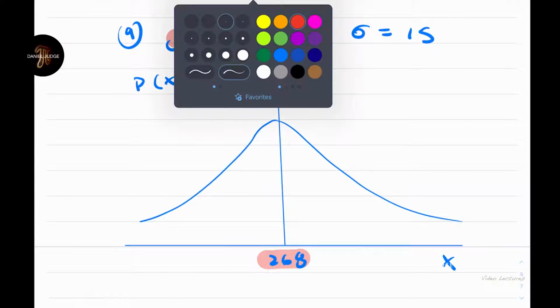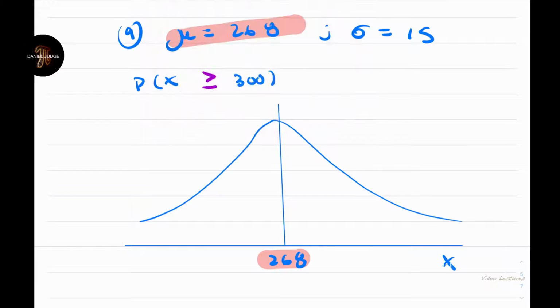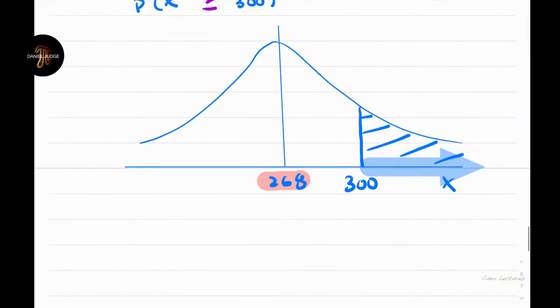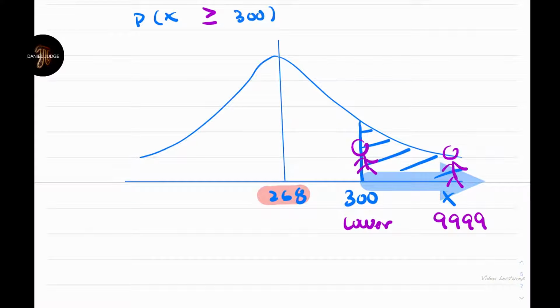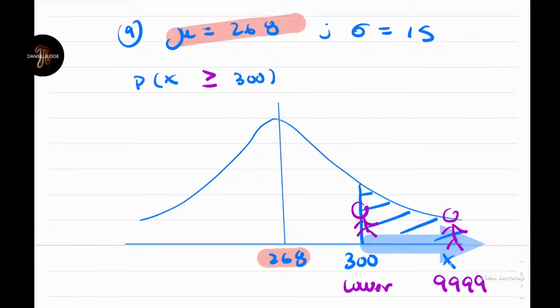300 is to the right of what? 268. Is that right? So at least 300 or more, the values of X, those are the values that go to the right forever. It's a right tail. Shade a portion of the bow that corresponds to your right tail. Now, ladies and gentlemen, working left to right, we have a lower value of 300. But this goes on forever. So remember, we use the default 9999. So we have all the information we need to use in our TI calculator.